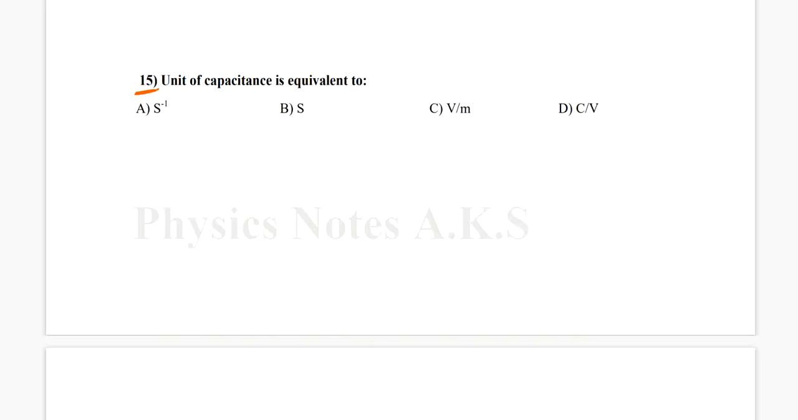The question says the unit of capacitance is equivalent to... Of course, the unit of capacitance is farad, right? Is it equal to second to the power minus 1, or second, or volt over meter, or coulomb over volt? Let's remember the formula of capacitance: C equals Q over V, which is the potential difference. So here the unit is farad equals the unit of charge, which is coulomb, and the unit of potential difference is volt. Okay, so it's very simple.